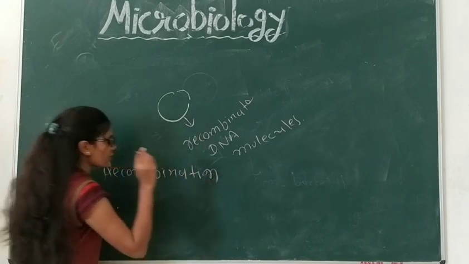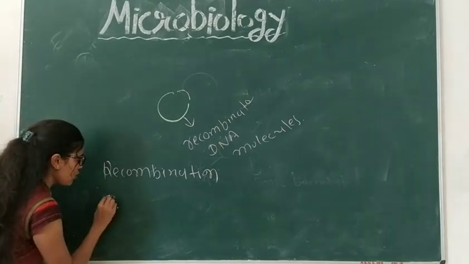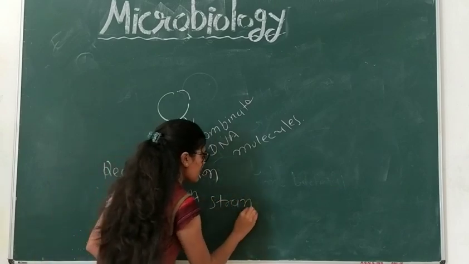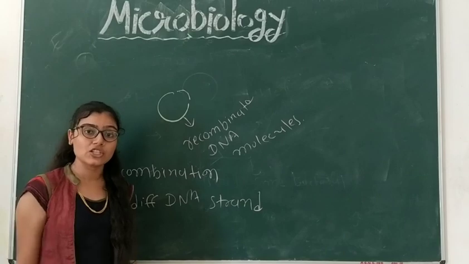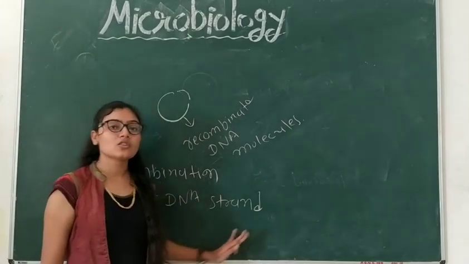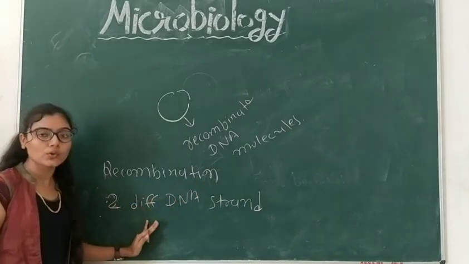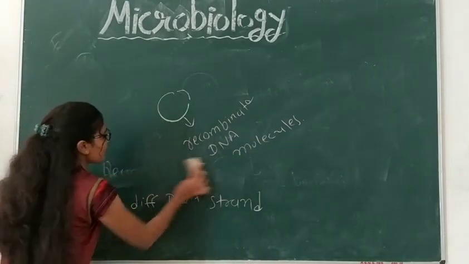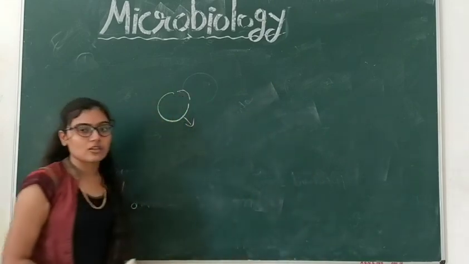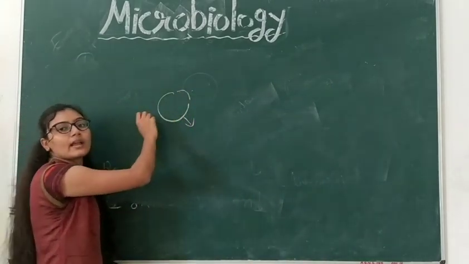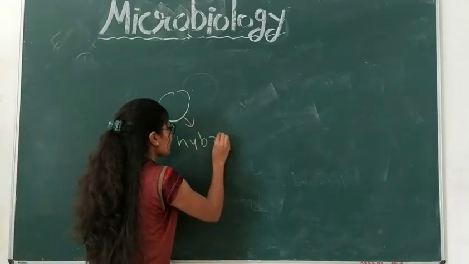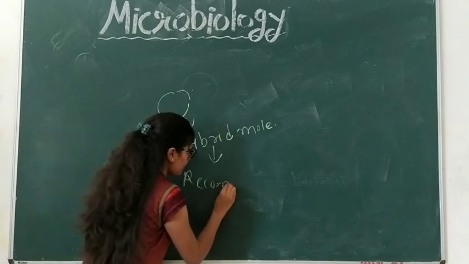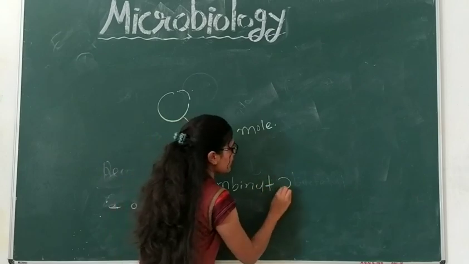Now what is recombination? Recombination means two different DNA strands intermix and rejoin each other, forming a new structure. That process is called recombination. Here a hybrid structure is formed: one part is our desired gene of interest and the other is the plasmid. This hybrid molecule is called a recombinant DNA molecule.